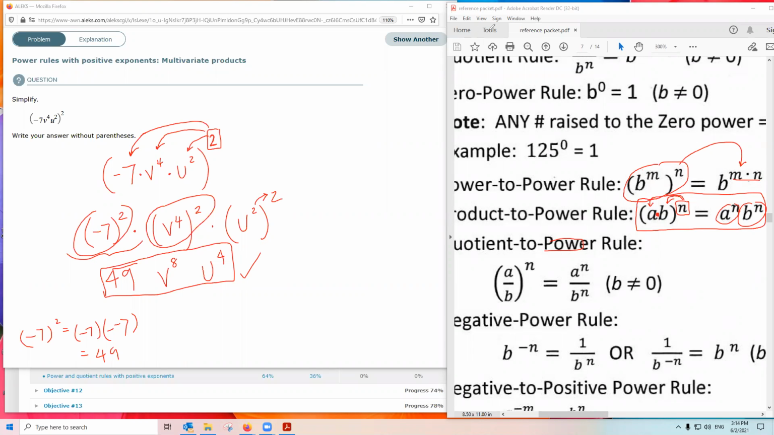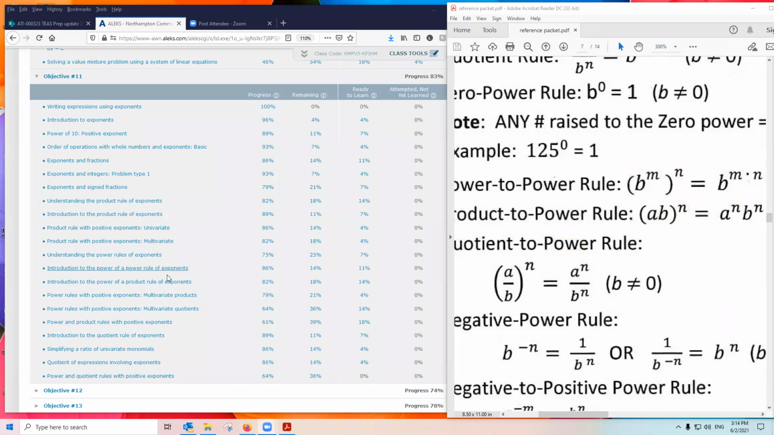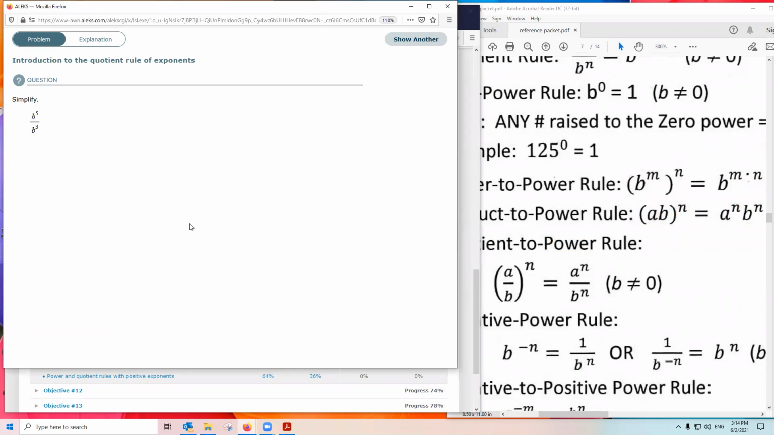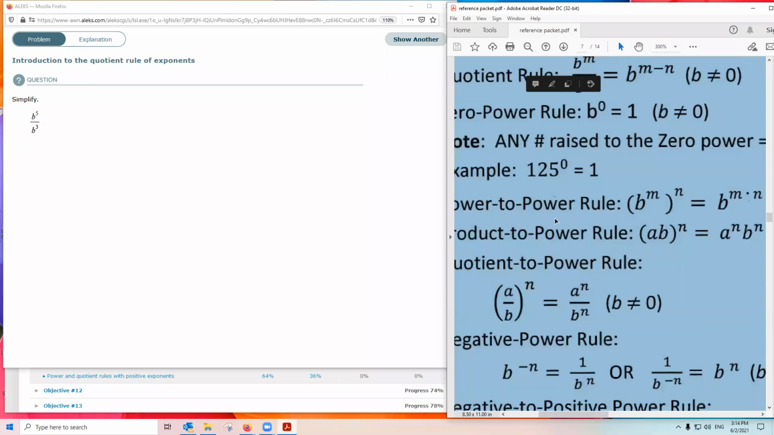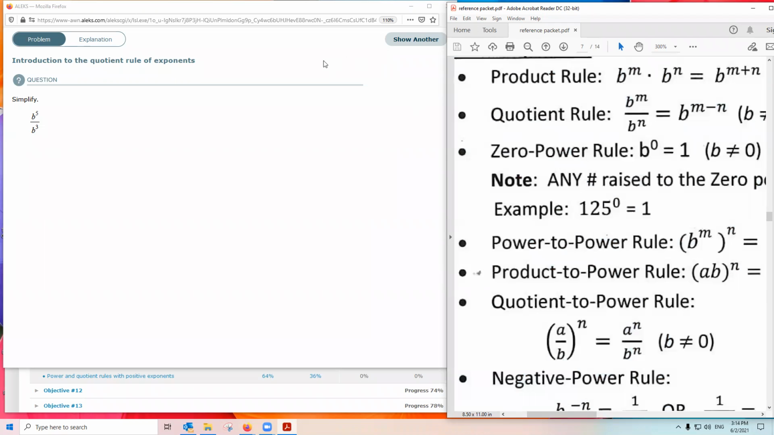All right, let me do a couple more examples. Let's talk about the quotient rule. All right. So here's a rule that's called the quotient rule. Let me scroll back up here. All right. Here's the quotient rule. What this rule says is if you have one base being divided by another base, the bases have to be the same. You keep the base, but now you subtract the exponents.